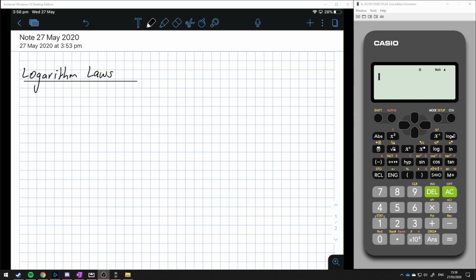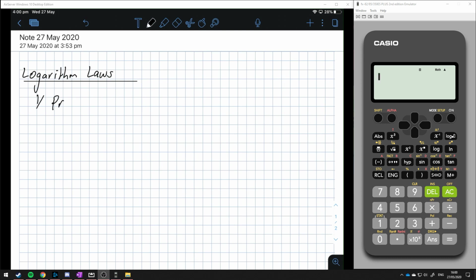Okay, so the logarithmic laws. Now there's three main log laws that we use, and then some results that come out from the fact that these log laws exist, and other things because of properties of index or indices that we know. So let's start off with the three log laws.